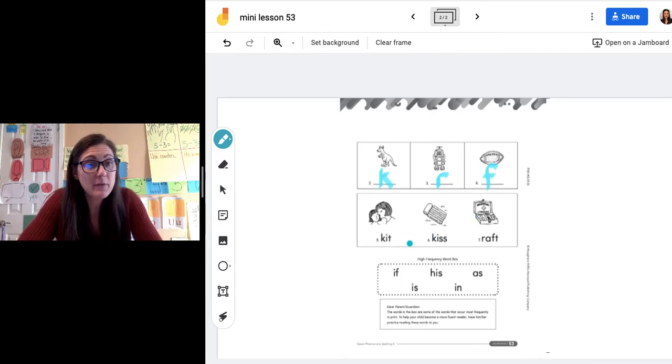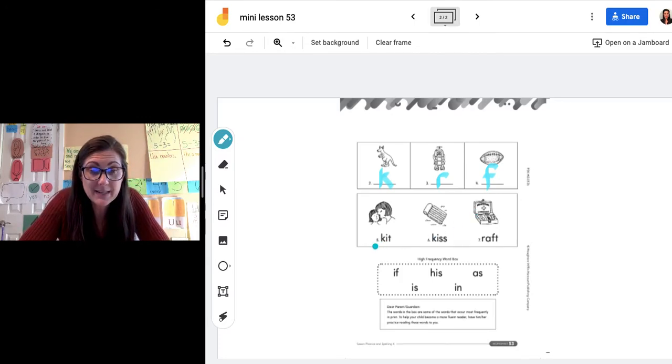Now we're going to take some of those things that we learned by using those sound boxes in order to match our pictures and our words. Okay, so I'm going to tell you what these pictures are in case you're confused by any of them. This picture is a picture of a kiss. Okay, looks like maybe a mother giving her daughter a kiss. This is a picture of a raft that you would float on in the water. A raft. And finally, this is a first aid kit. So we have kiss, raft, kit.